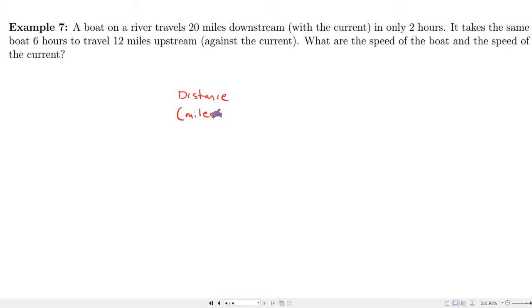is, so we could call that D, is going to be equal to the rate times the time. So this is usually R and T, and so then the rate would be in miles per hour and the time would be in hours. Okay, so that's sort of the general equation that we're using. Distance is rate times time, or speed times time, right?